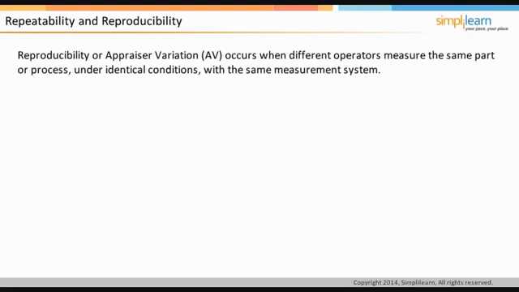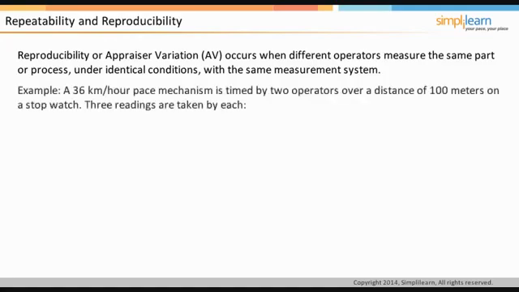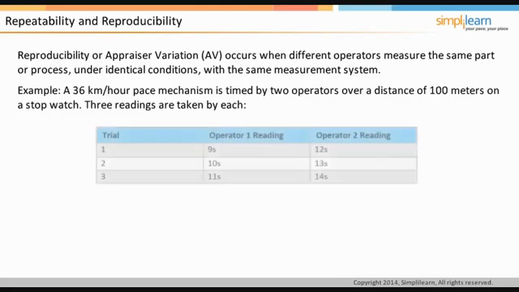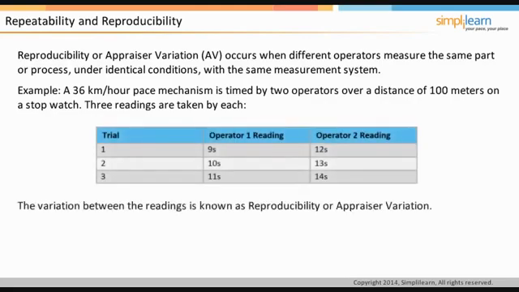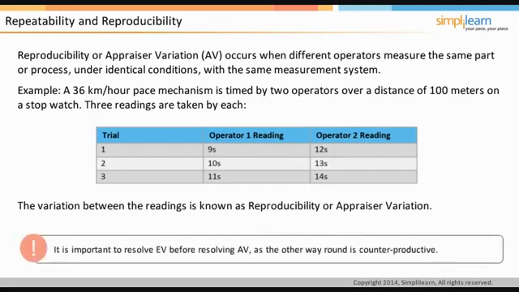Reproducibility is also called appraiser variation, or AV. It occurs when different technicians or operators measure the same part or process under identical conditions using the same measurement system. Let us extend the example for repeatability to include data measured by 2 operators. The readings are displayed on the slide. The difference in the readings of both operators is called reproducibility or appraiser variation. It is important to resolve equipment variation before appraiser variation. If appraiser variation is resolved first, the results will still not be identical due to variation in the equipment itself.